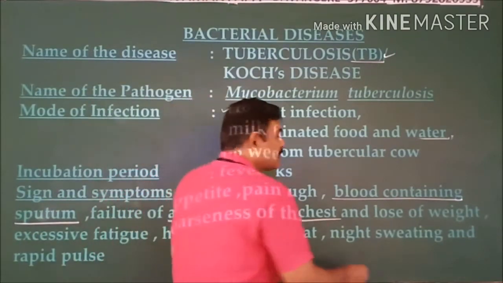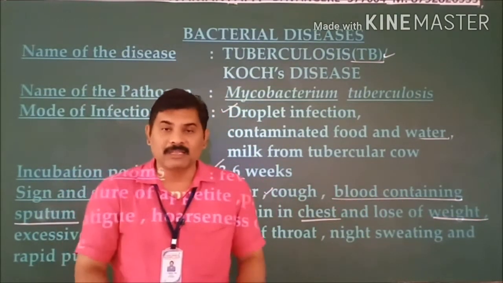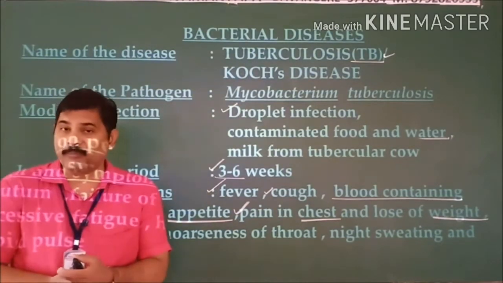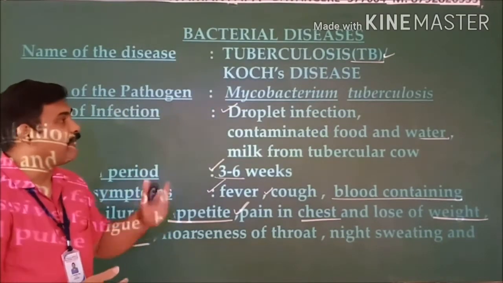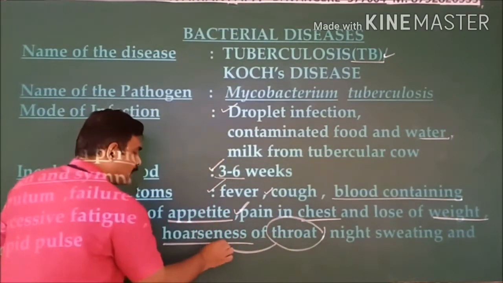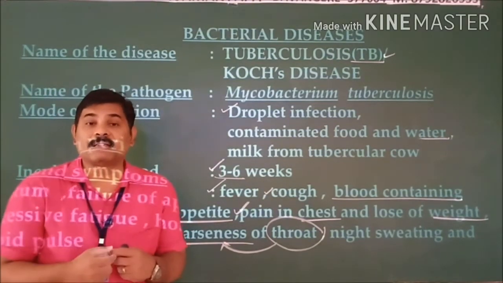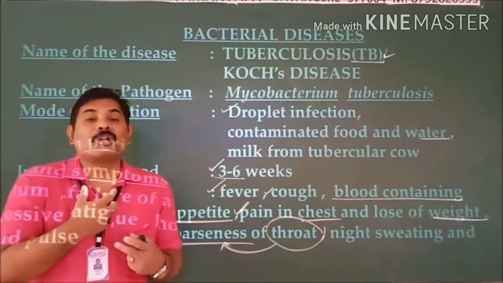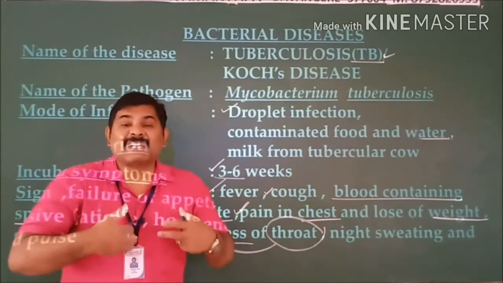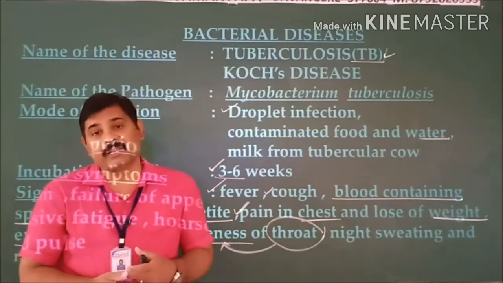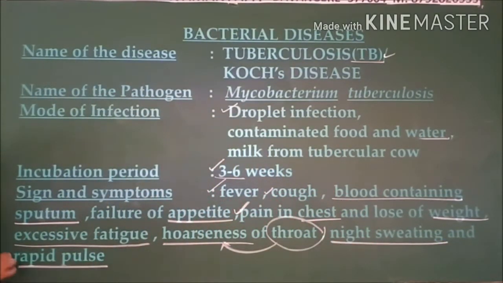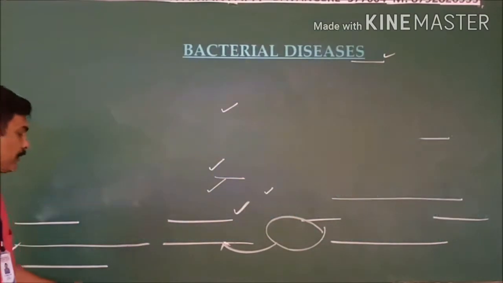And thereafter he loses his body weight greatly. Loss of body weight is one more important symptom. Then excessive fatigue, which means great tiredness, is felt by the infected person. Next we can see hoarseness in his voice and throat. Since it affects the respiratory tract, while he is speaking you can find hoarseness in his voice as well as the throat. During the night when he is sleeping, he gets sweating, and the pulse rate also increases rapidly. Night sweating as well as rapid pulse are other important characteristic features of this disease.